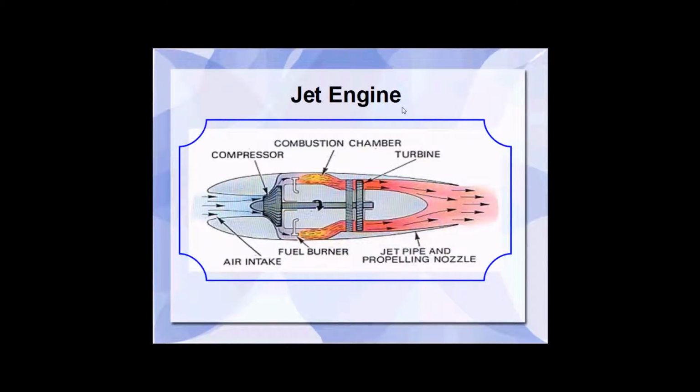A real-life example of a chained system is a jet engine. Here we see that there is an air intake system which feeds into the compressor system, which itself feeds into a combustion chamber, which then feeds into a turbine, and the output goes into a jet pipe, and finally the propelling nozzle.